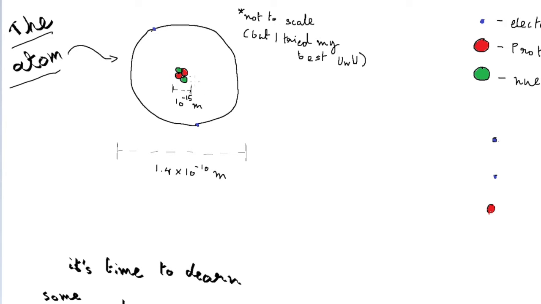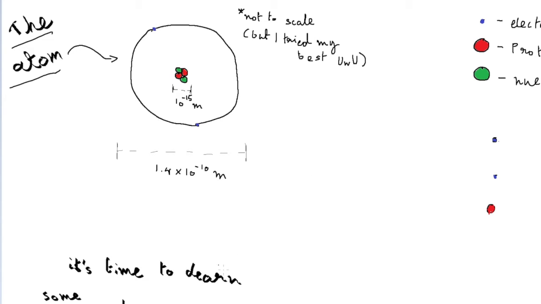So, the nucleus is around the size of 10 to the minus 15 meters. That's around 1 Fermi, and basically, it's very small. And comparing that to the size of the atom as a whole, it's only 1.4 times 10 to the minus 10 meters. That is also still very small, though slightly larger than the nucleus.